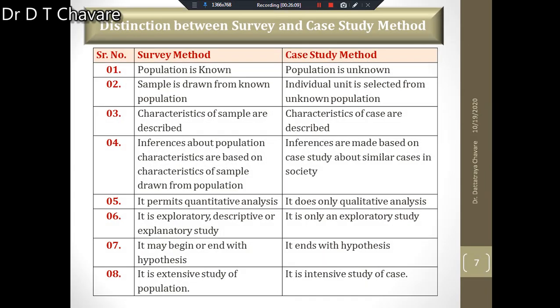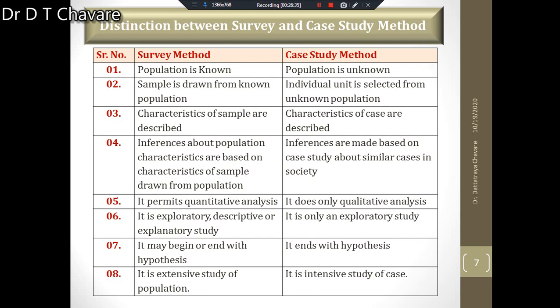Okay, now we have to study the distinction between survey and case study method. Is there any distinction? Is there any difference? Your answer will definitely be yes. There is a distinction between survey and case study method. What is the distinction? It means that with the help of the above 8 points, you can mention the difference between survey method and case study method.